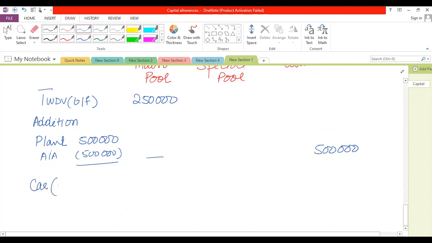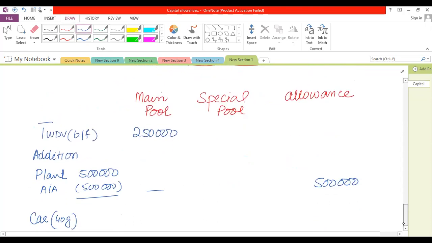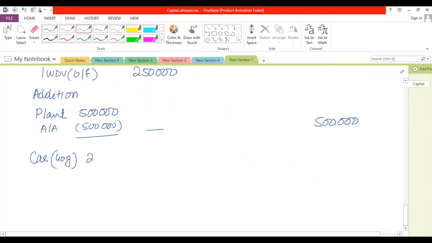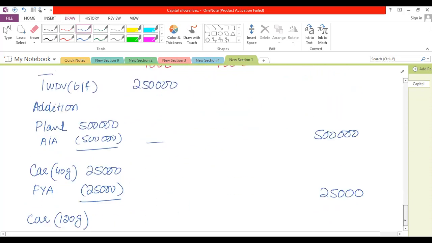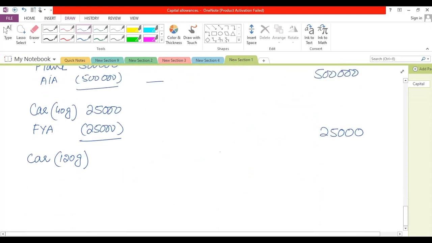Now we have car having CO2 of 40 gram costing 25,000, and this car attracts full 25,000 first year allowance, transfer this into the allowance section. Then we have purchased another car with 120 gram and the cost is 1,20,000. Now see, this is 120 gram, so it will be part of special pool.